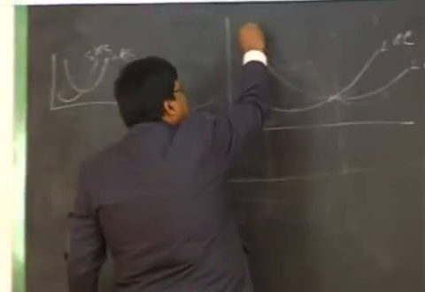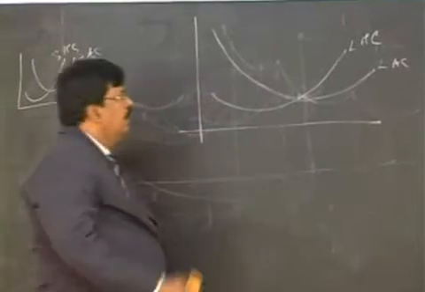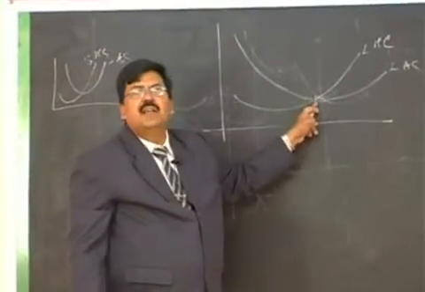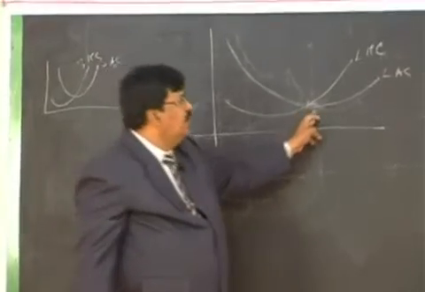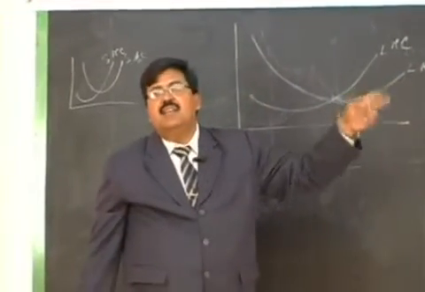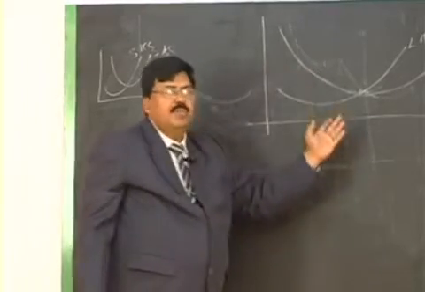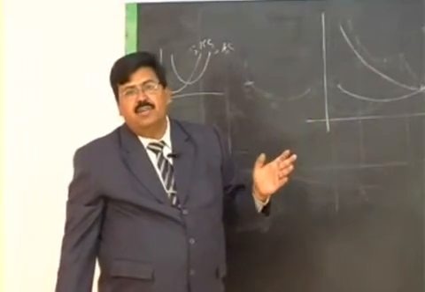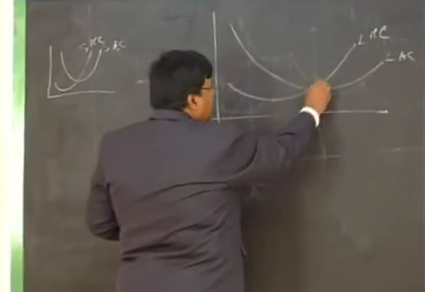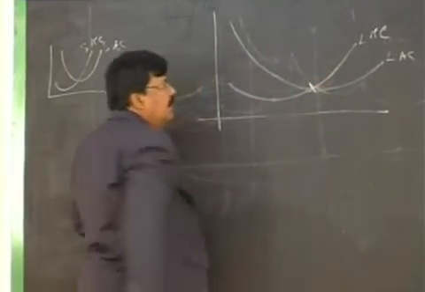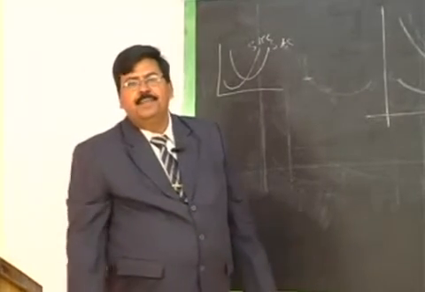And LAC initially declines, reaches minimum, and then rises. The declining portion of LAC is because of economies of scale, and the rising portion of LAC because of diseconomies of scale. So economies of scale and the declining portion of LAC are the two sides of the same coin. And LMC initially declines, reaches minimum, and also increases, and while increasing it intersects LAC at its minimum point. These are the relations.